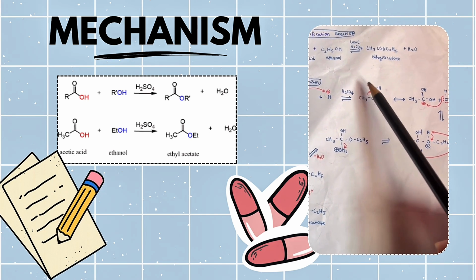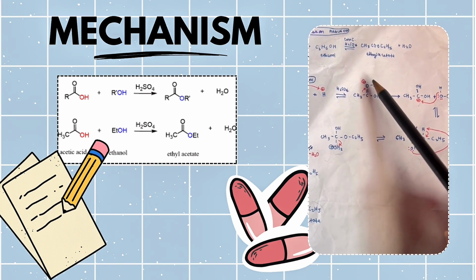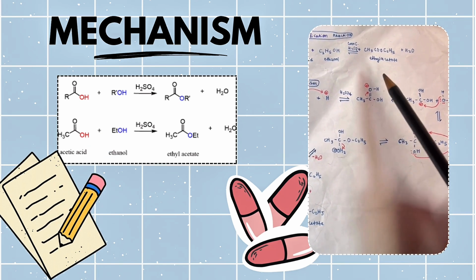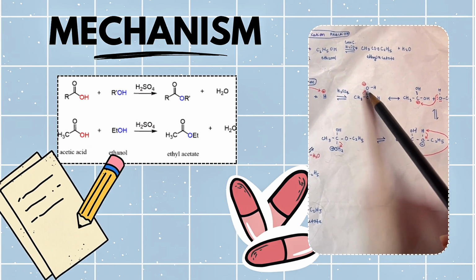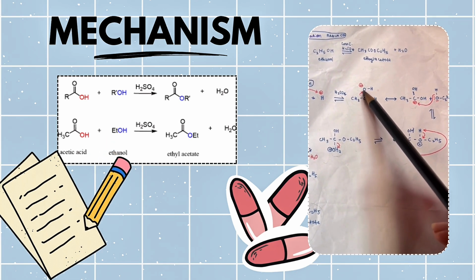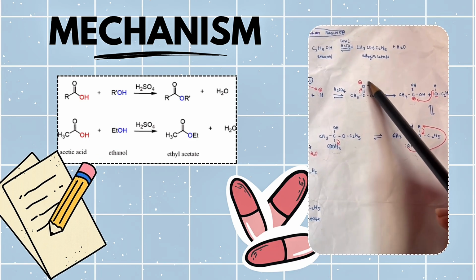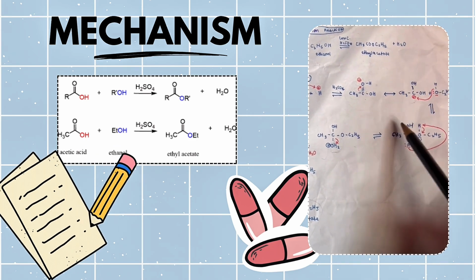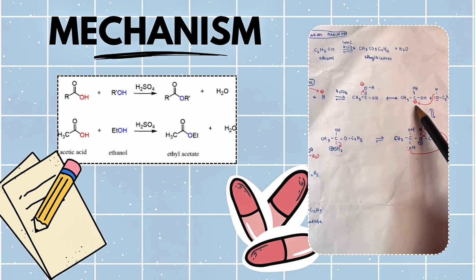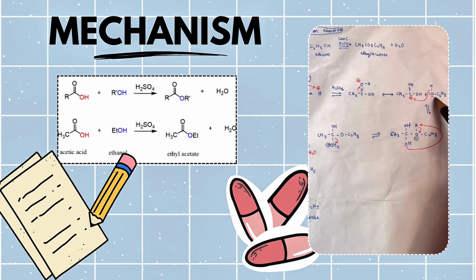So now what will happen? We need to nullify this positive charge. In order to nullify this positive charge, we will shift this double bond towards oxygen, and the positive charge gets nullified. So next, there is a positive charge on carbon. So you can see the formed carbocation is attacked by alcohol.